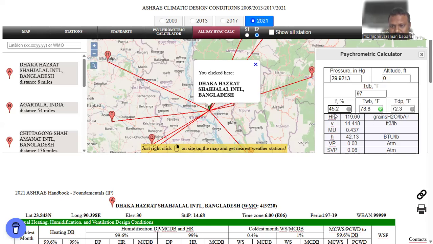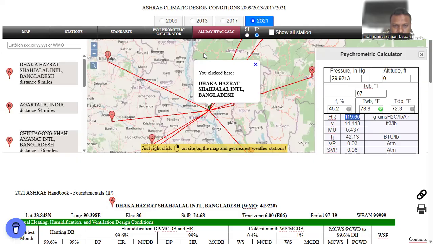Same thing, 45.2. And wet bulb 78.8. We just put it in here. Okay, dew point is 72.3. Yeah, so moisture is 119.6. We got 119 exactly, and here is the real value, 119.6. So we are actually doing very well. So let's move on. We have the right data to move on.